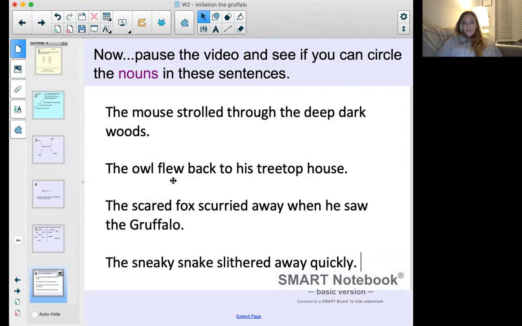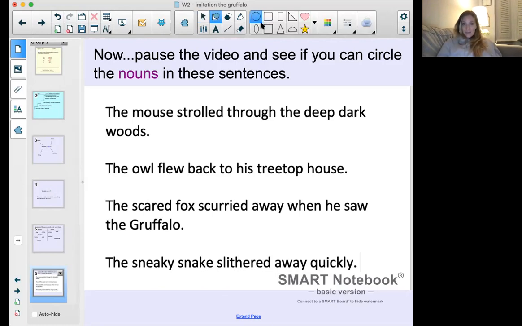The owl flew back to his treetop house. The scared fox scurried away when he saw the Gruffalo. The sneaky snake slithered away quickly. So pause the video and see if you can identify all the nouns. Remember, nouns can be people, places, things, or animals. And I'll take it up with you when you come back.